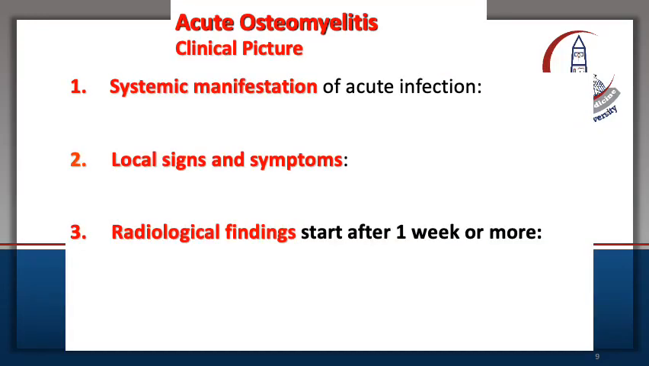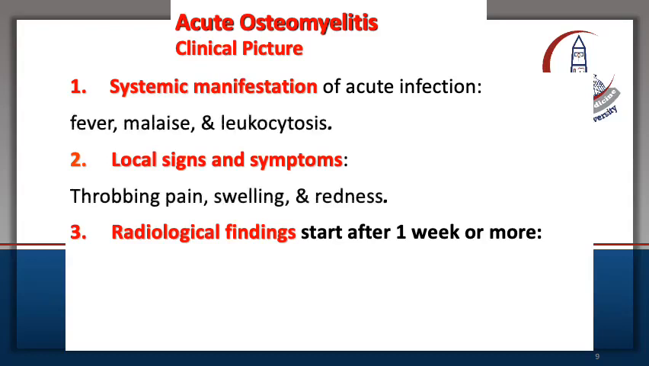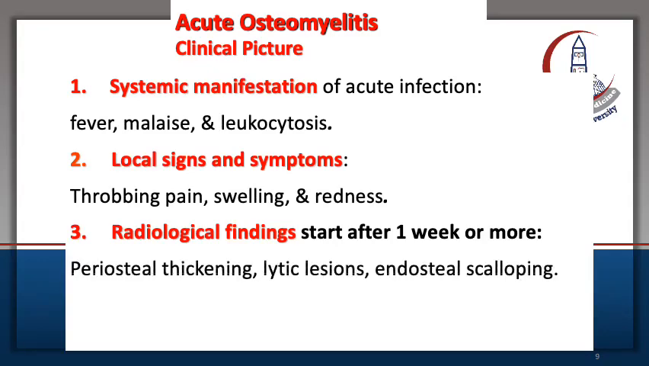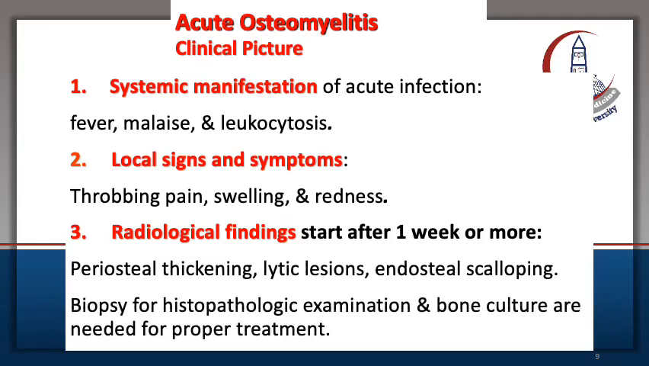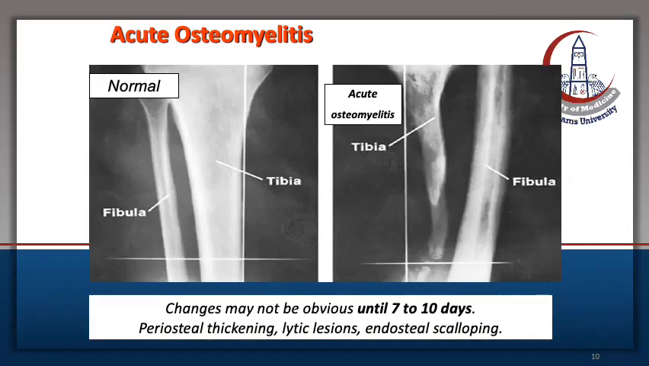The clinical picture of acute osteomyelitis includes systemic manifestations, local manifestations, and radiologic findings which are evident after 1 week or more, including periosteal thickening, lytic lesions, and endosteal scalloping as a result of the severe inflammation. Here are radiographs showing on the left side normal tibia and fibula, and on the right side the changes seen in acute osteomyelitis, including periosteal thickening, lytic lesions, and endosteal scalloping.